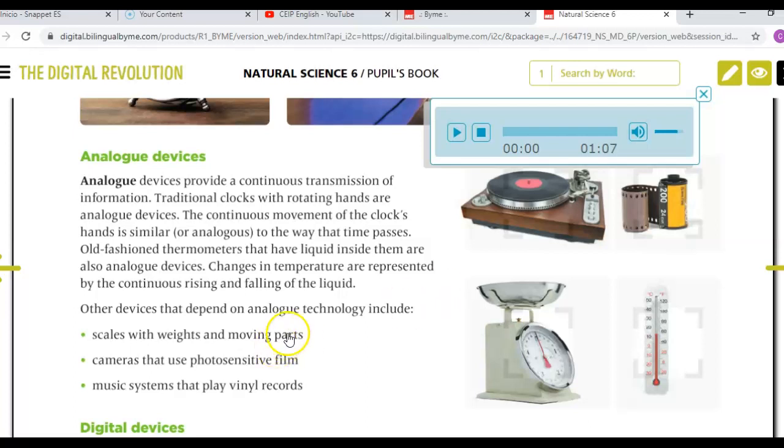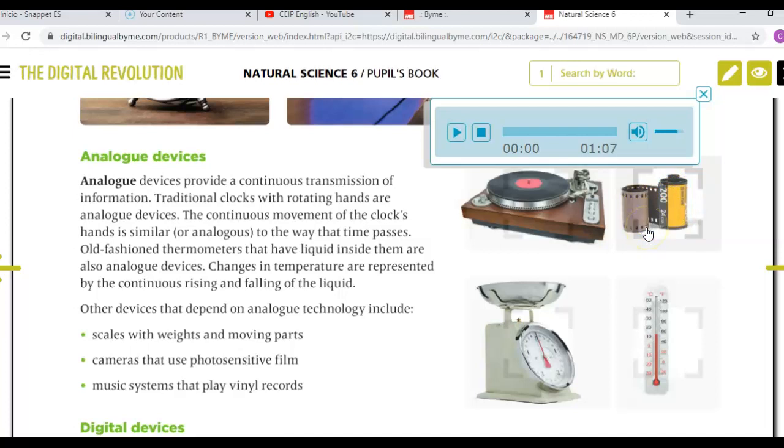Here are some examples of analog devices, so using analog technology. You can see here this system to play music with vinyl records. You might have them at home. Maybe your parents still have some of them. Also the cameras used this photosensitive film. I have them and I've used them.